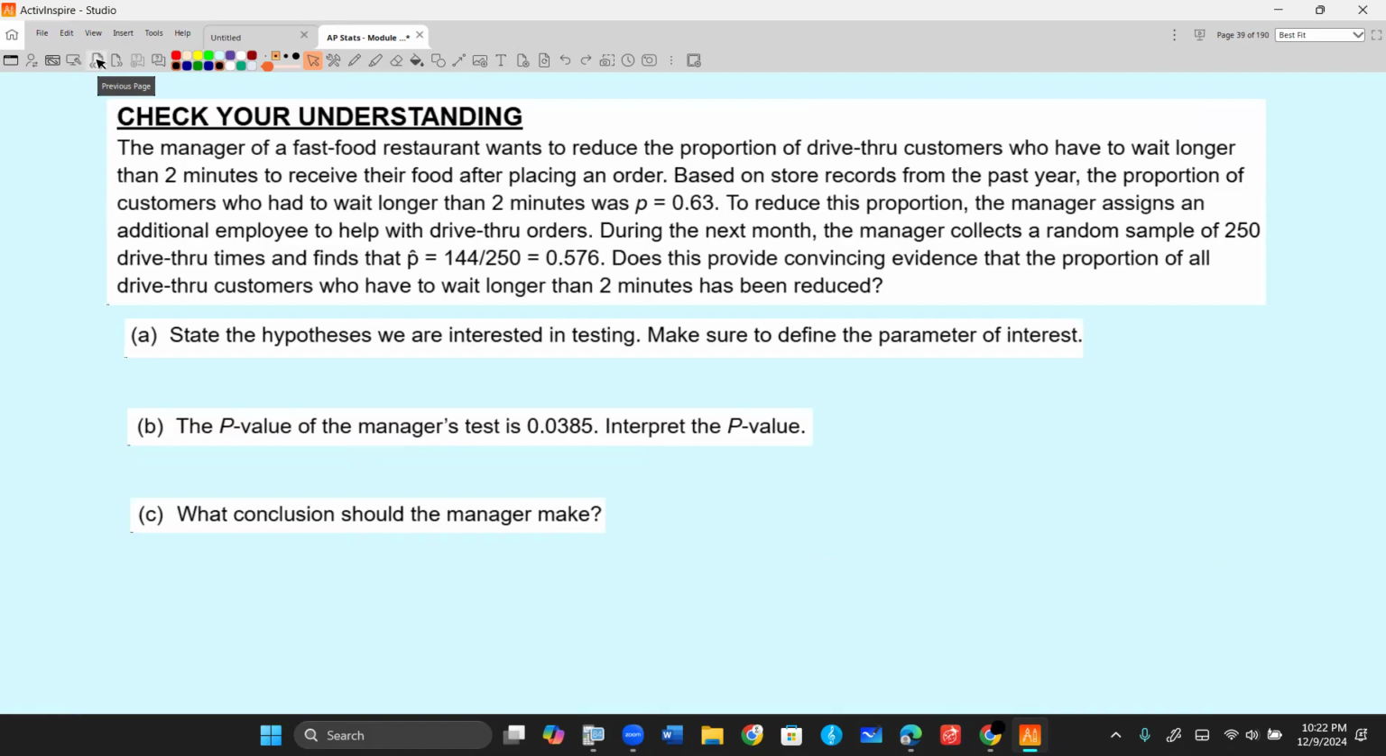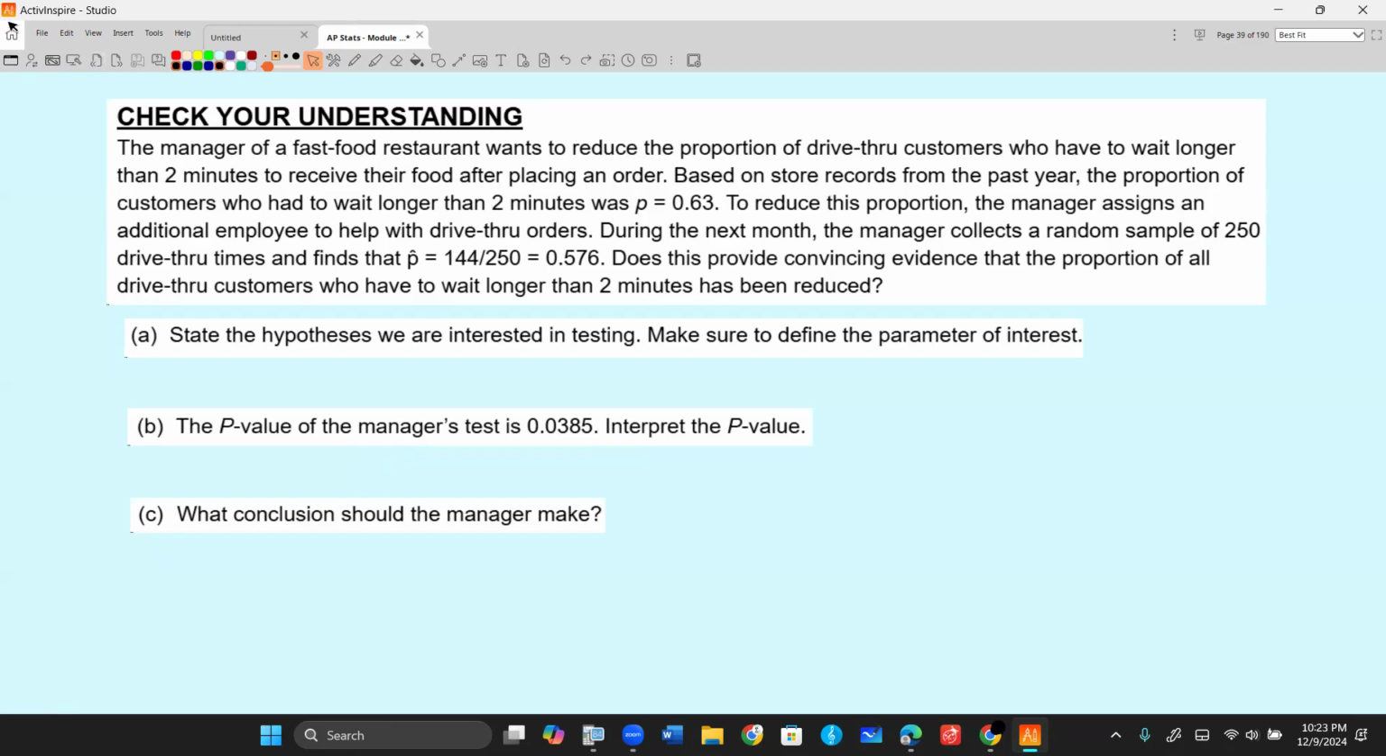So the manager of a fast food restaurant wants to reduce the proportion of drive-through customers who have to wait longer than 2 minutes to receive their food after placing an order. Based on store records from the past year, the proportion of customers who had to wait longer than 2 minutes was p equals 0.63. To reduce this proportion, the manager assigns an additional employee to help with drive-through orders. During the next month, the manager collects a random sample of 250 drive-through times and finds that p hat, the sample proportion, is equal to 144 over 250, which is 0.576.